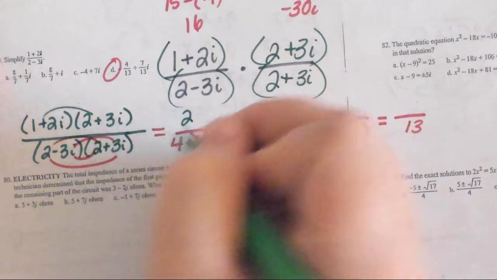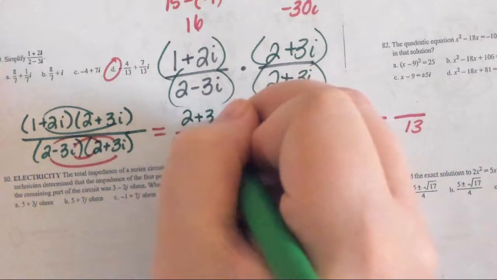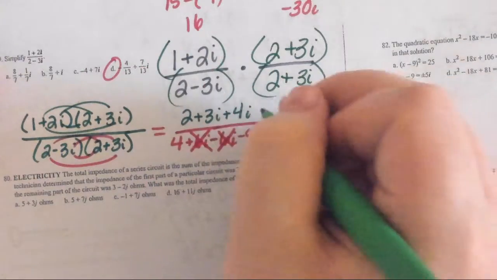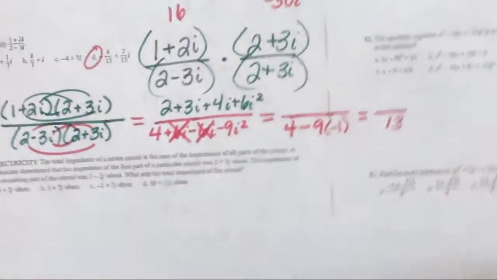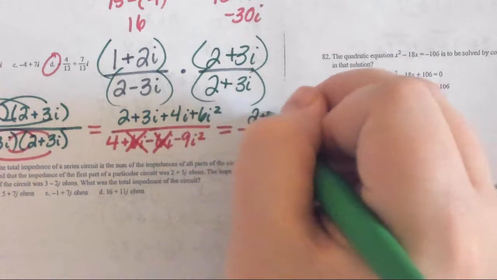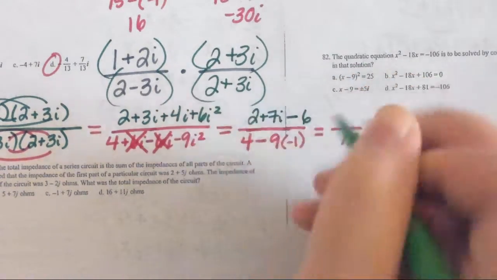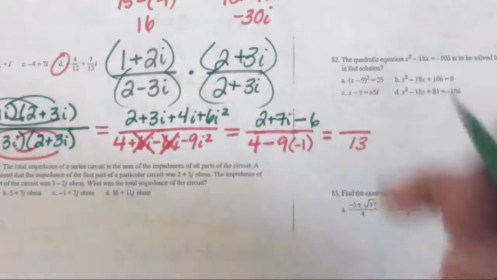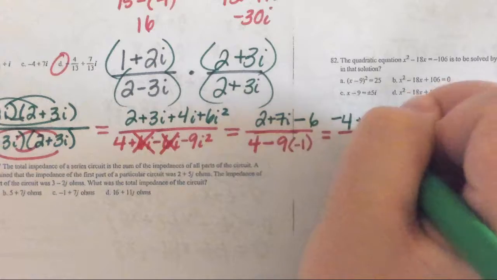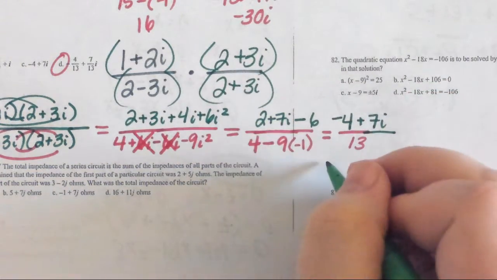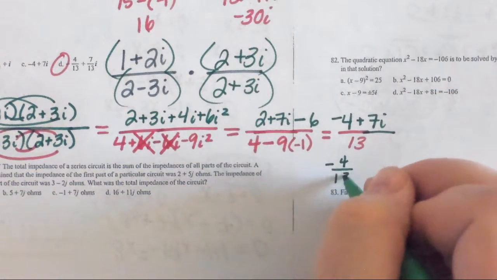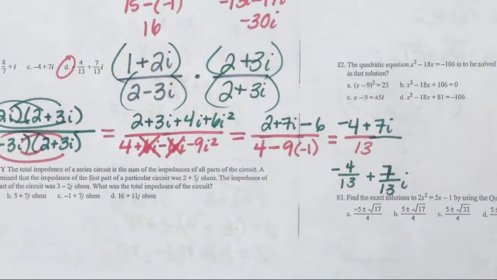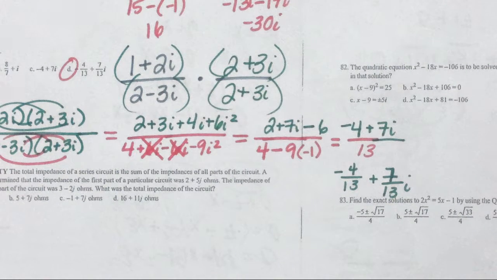Okay, first in the top would be a 2. Outer would be a plus 3i. Inner would be a plus 4i. Last would be a plus 6i squared. So I've really got 2 plus 7i minus 6, because again, i squared is negative 1. So I understand really this is a minus 6. So I've got negative 4 plus 7i. And if you broke them apart, oh look, negative 4 over 13 plus 7 over 13i. Hey, that is answer choice C. We're not completely crazy today.